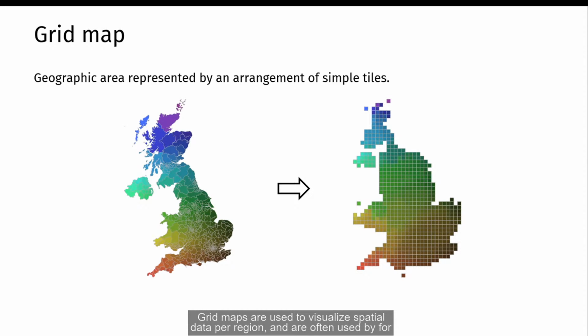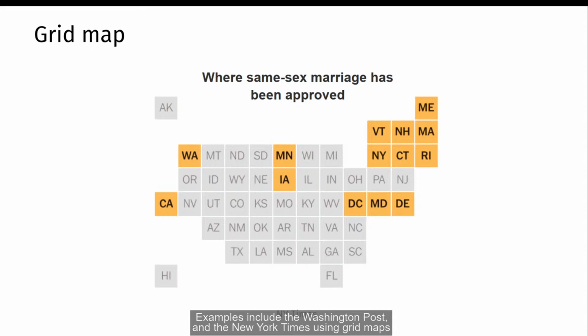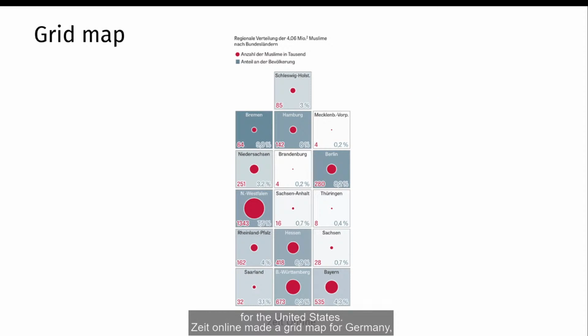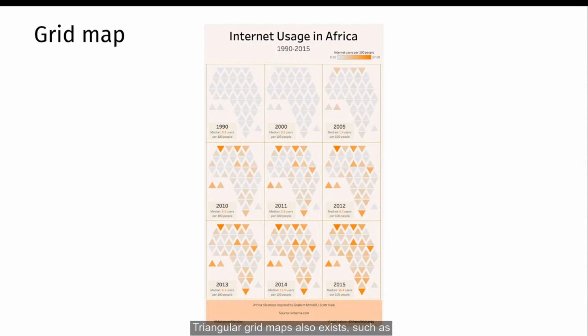Grid maps are used to visualize spatial data by region, and are often used by, for example, news outlets, other companies, and academics. Examples include the Washington Post and the New York Times using grid maps for the United States. Zeit and Line made a grid map for Germany, and Rod Redburn made one for the boroughs of London. Triangular grid maps also exist, such as this one from McNeill.